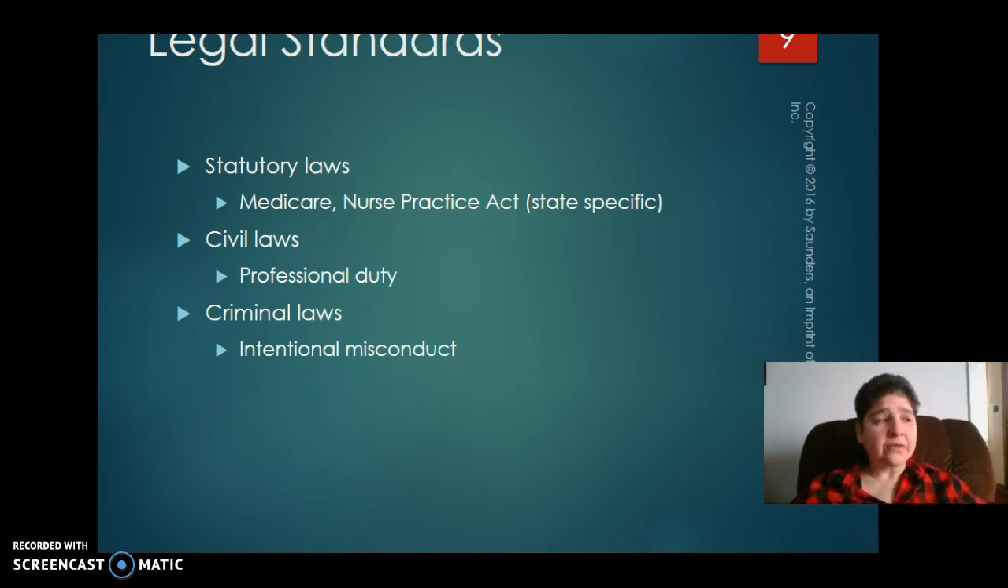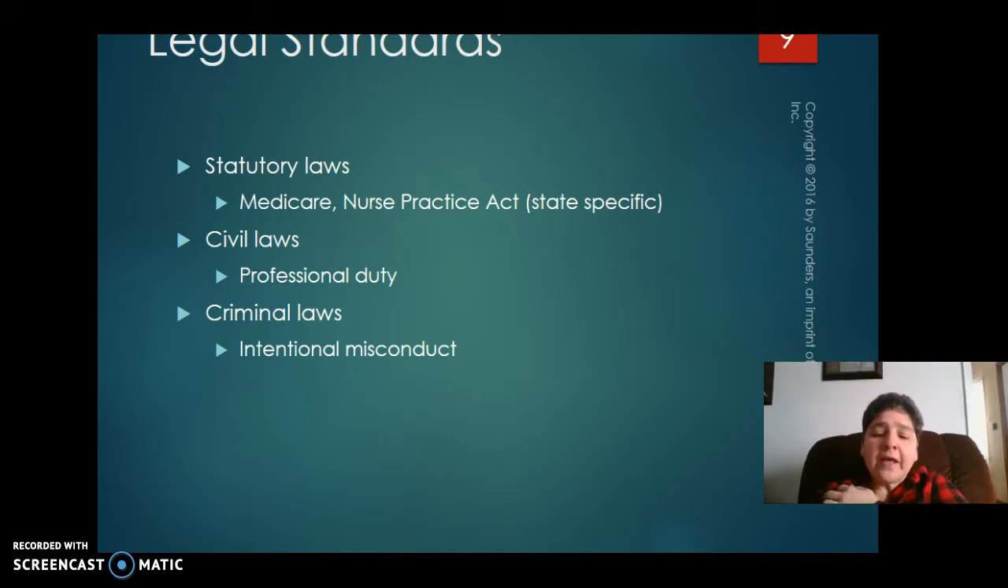I wanted to ask this question in class and see what you think. Guess what the most common violation of professional standards is? I'll let you think about it a second.